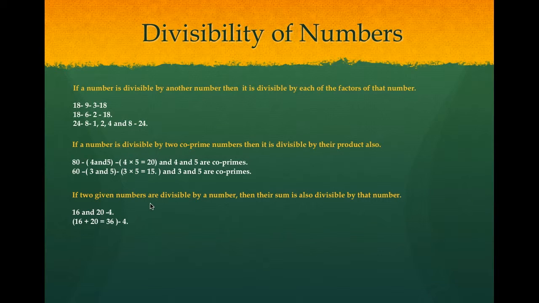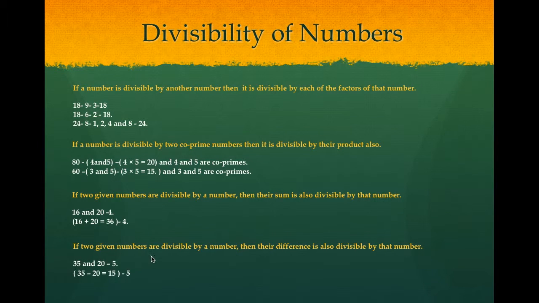So similarly, the fourth one: if two numbers are divisible by a number, then their difference is also divisible by that number. For example, 35 and 20 are divisible by 5. Therefore, the difference between these two numbers, which is 15, is also divisible by 5. Right? So, keep all these 4 points in mind.